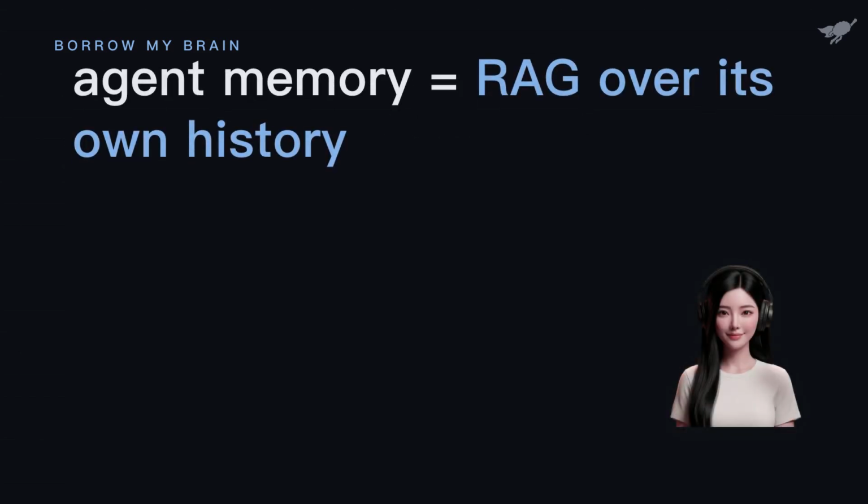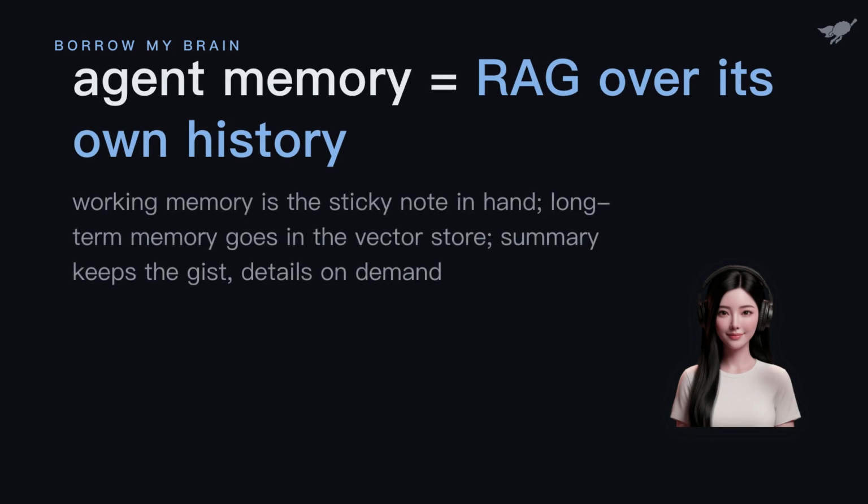Did you catch that? This third option is just RAG from last episode. Except what you're retrieving is the agent's own history. An agent's memory is, at its core, retrieval-augmented generation over its own past.